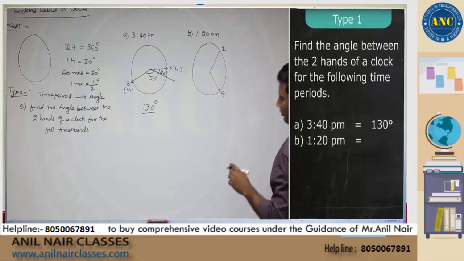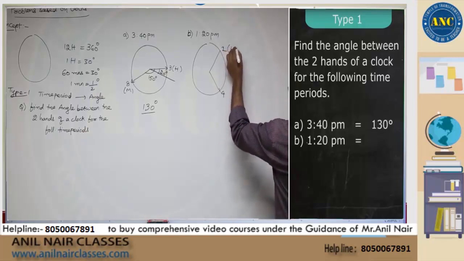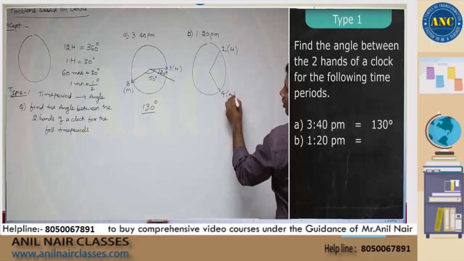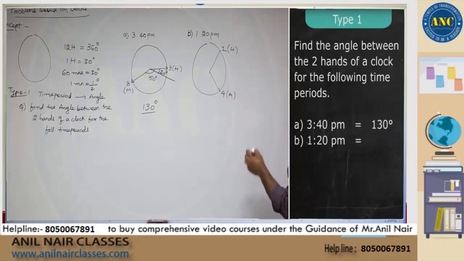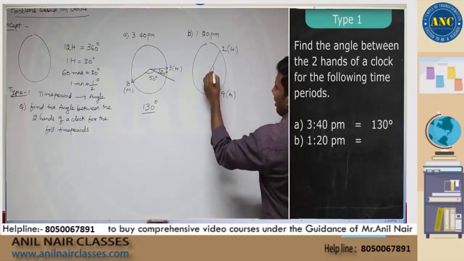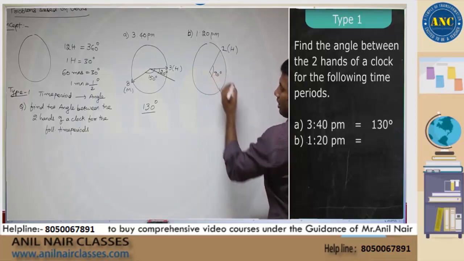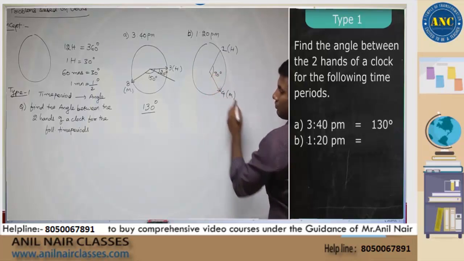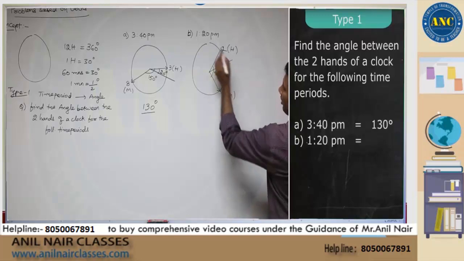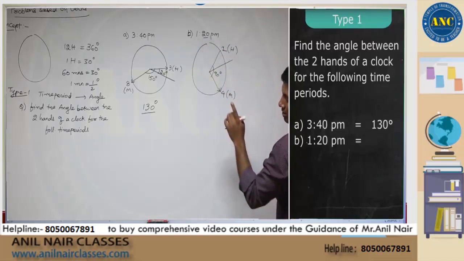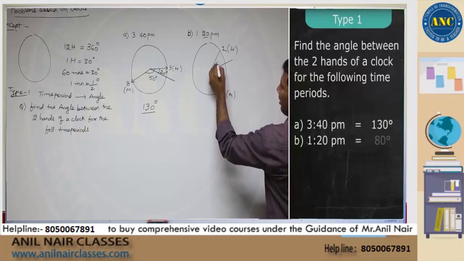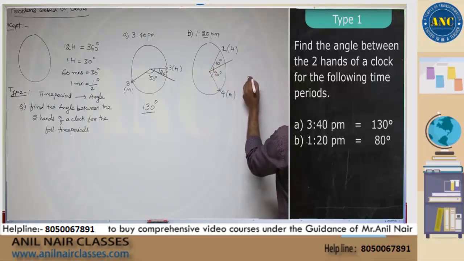Listen to it carefully. This is our hour hand and this is the minute hand. How many hours difference? 3 hours difference. 1 hour is 30 degrees. 3 hours will be 90. When the minute hand reaches 4, our hour hand will move for how many minutes? 20 minutes. 1 minute half degree. 20 minutes, 10. So 90 minus 10.